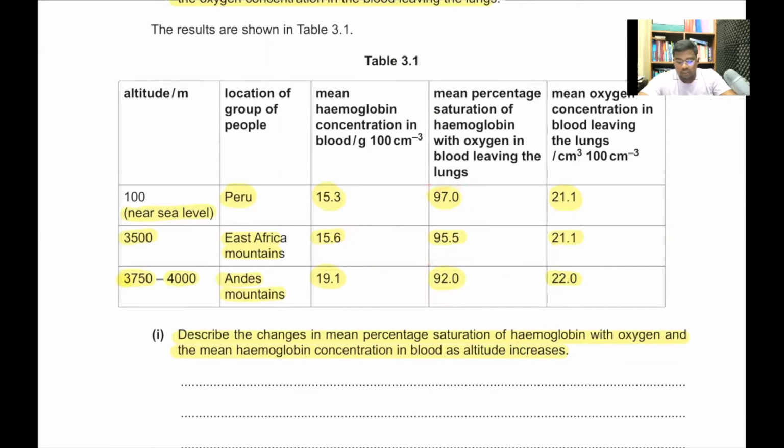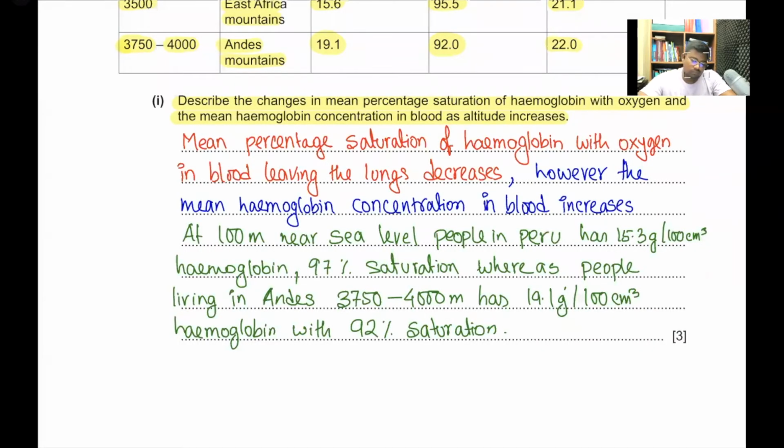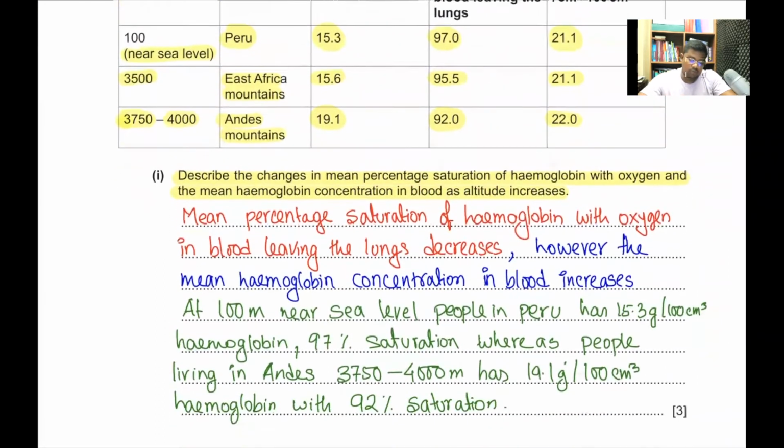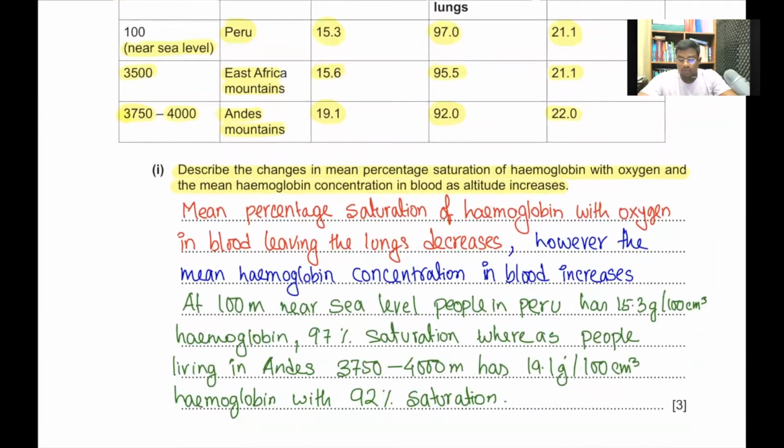And then mean oxygen concentration in blood leaving the lungs, however, for sea level and 3,500 meters, it is the same. But at 3,750 to 4,000 meters, it actually increases a little bit. So guys, this is a very good answer in terms of explaining the changes in mean percentage saturation of hemoglobin with oxygen, and the mean hemoglobin concentration in blood as altitude increases.